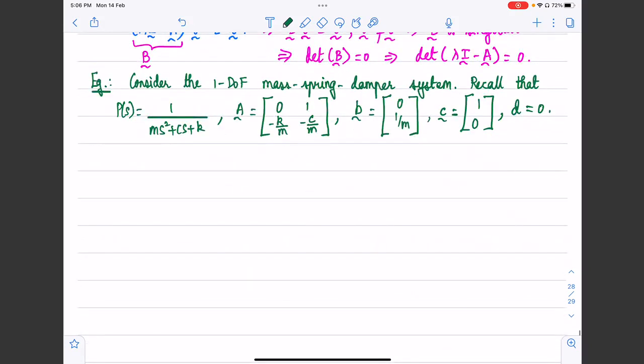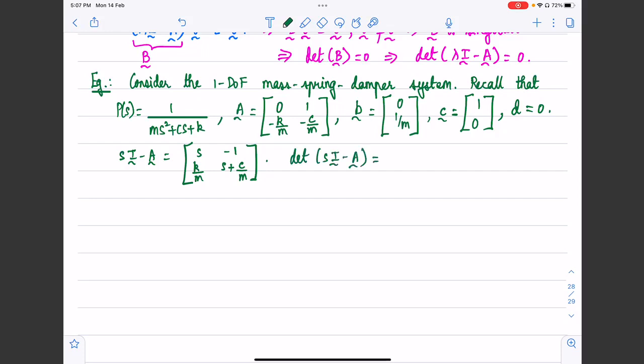Given this, let us verify this relationship: P of s is equal to C times (sI minus A) inverse B. First let us calculate sI minus A. I will consider a 2 by 2 identity matrix, so sI minus A will become [s, minus 1; k by m, s plus c by m]. Its inverse is going to be the adjoint divided by the determinant. If I calculate the determinant of sI minus A, it's pretty simple. Why?